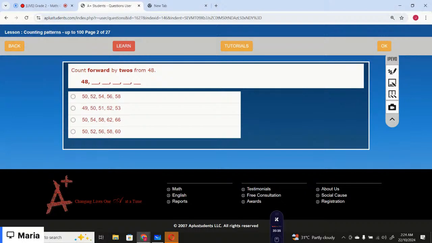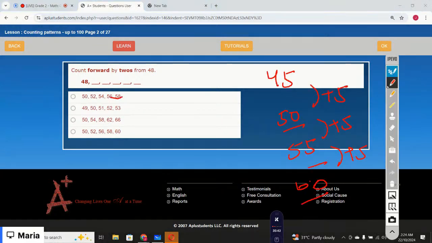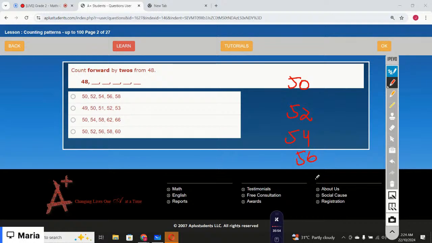So start with 48 and count forward by twos. So 48 plus 2 is 50. Then 50 plus 2 is 52. Then 52 plus 2 is 54. Then 54 plus 2 is 56. And then 56 plus 2 is 58.